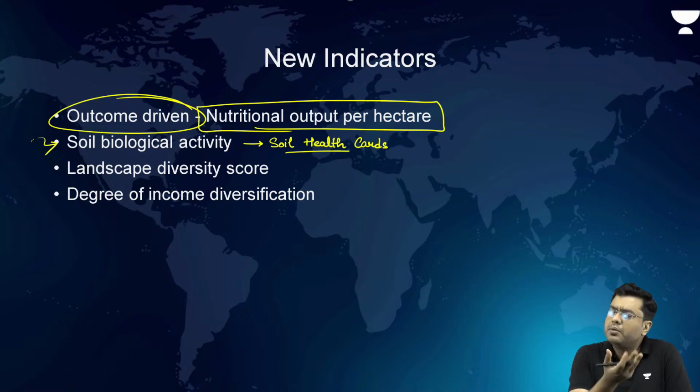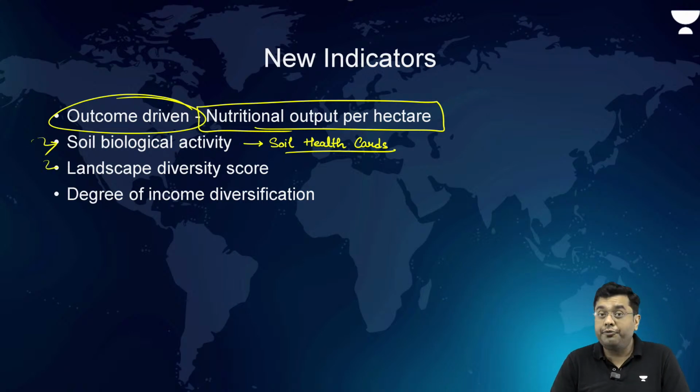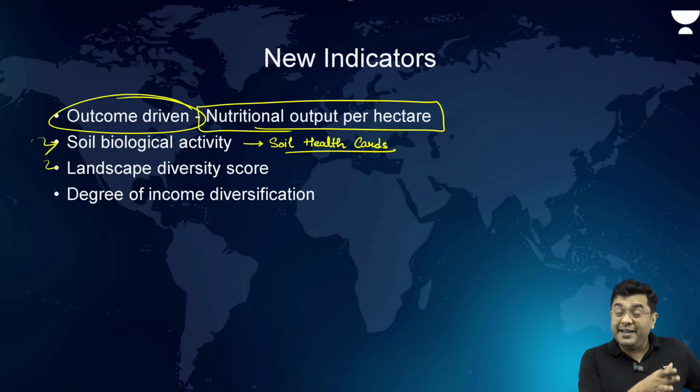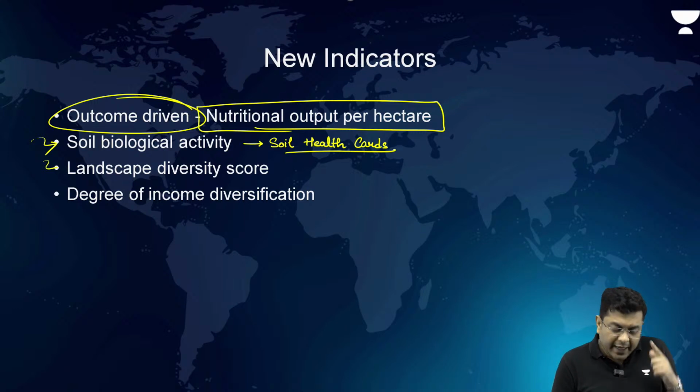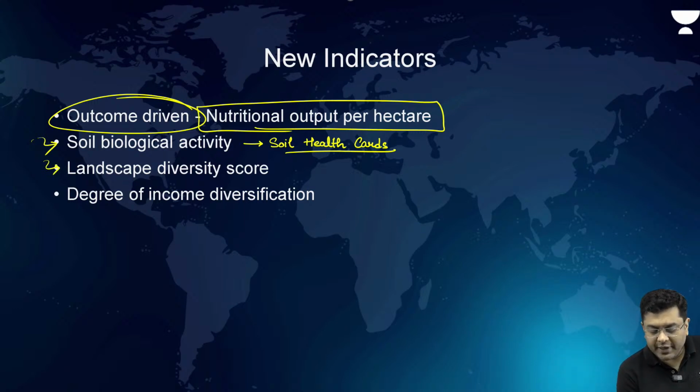Right? So that can be measured. That can be a unit or a parameter to indicate how healthy a particular ecosystem is. Then landscape diversity: whether the microfauna and microflora are well encapsulated or not, or whether they are getting destroyed, whether it is leading to desertification. And also the degree of income diversification.